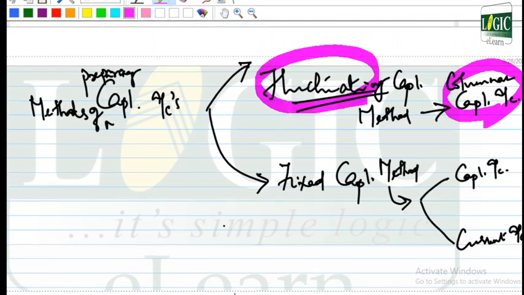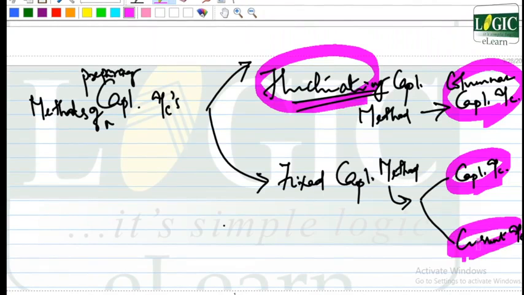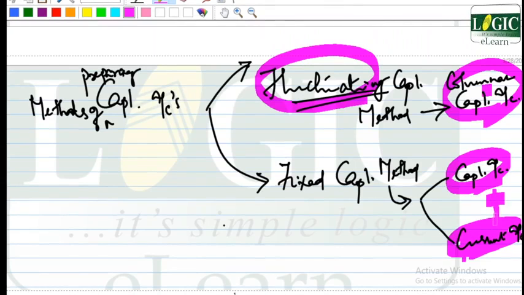But in the case of fixed capital account, this capital balance should not change. Capital balance should remain fixed. So only the capital balance you will show in capital account. Everything else you will put in current account. In other words, the balance shown in this capital account will be the same if you add this plus this. We will see how it is possible.